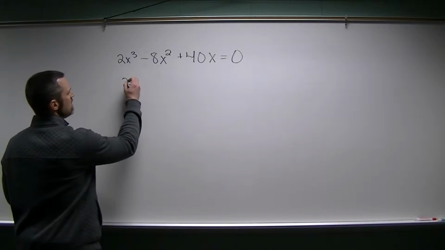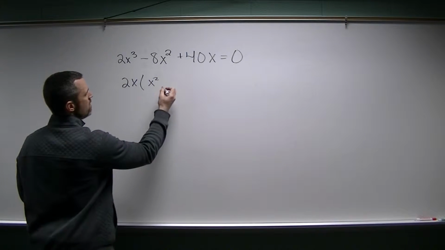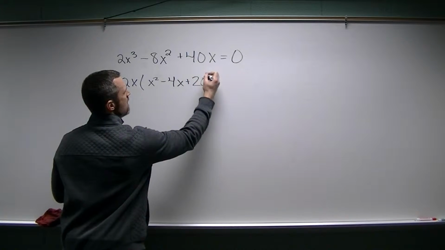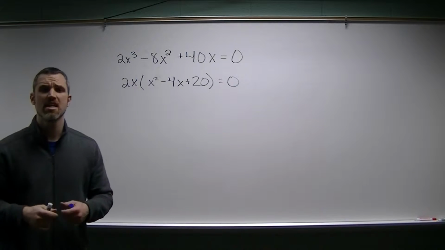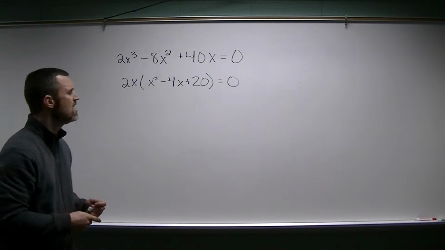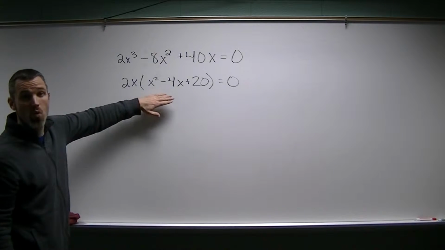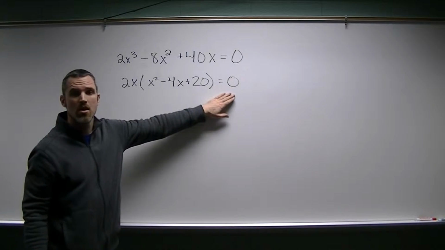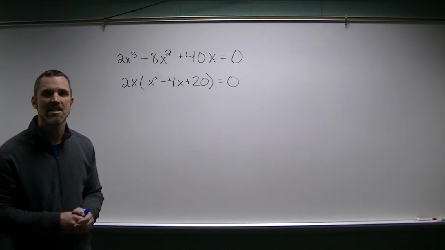I'm going to rewrite this as 2x multiplied by the group x squared, subtract 4x, add 20, and I know this is all equal to 0. This is nice because again, if you think back to quadratics, once I have 2 different pieces that are being multiplied, I know that one of them has to be equal to 0. Because something times something equals 0, we know one of those somethings has to be 0.